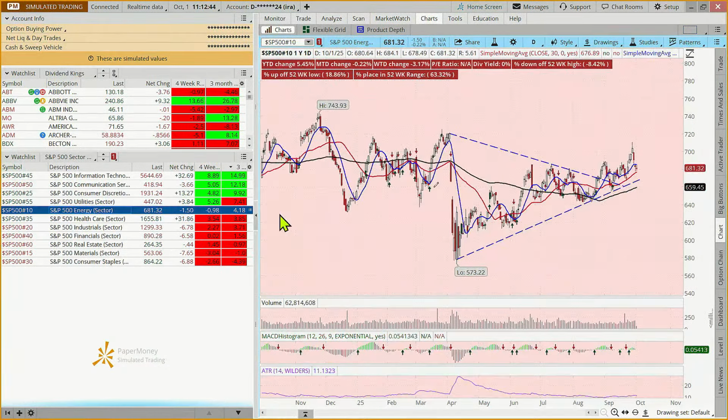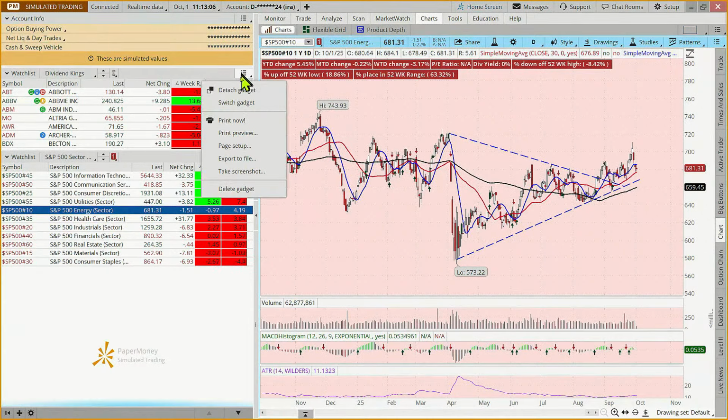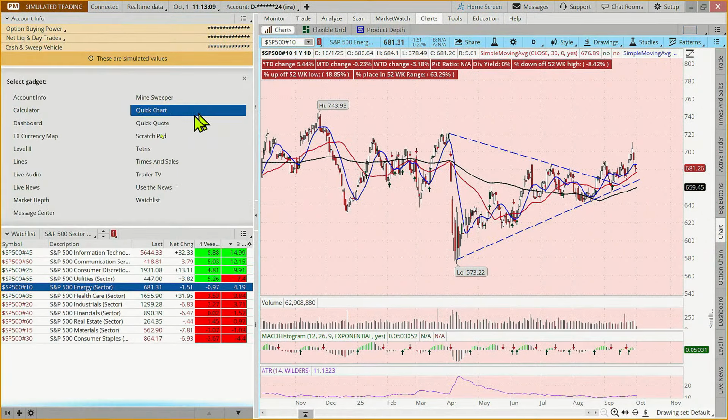Even if we look at energy, which was kind of on the struggle bus, it's only up 5% year to date. But it seems to have broken out to the upside from this panic pattern that it was setting up. Okay, so this is just another resource that you may want to take advantage of. Okay, I'm going to switch this back to news.